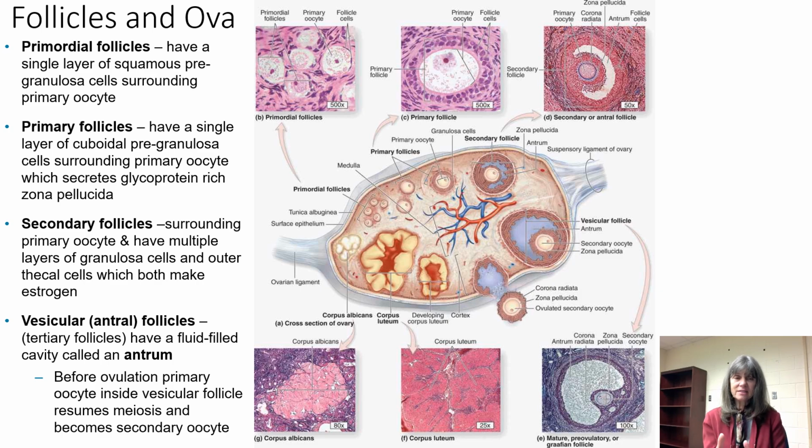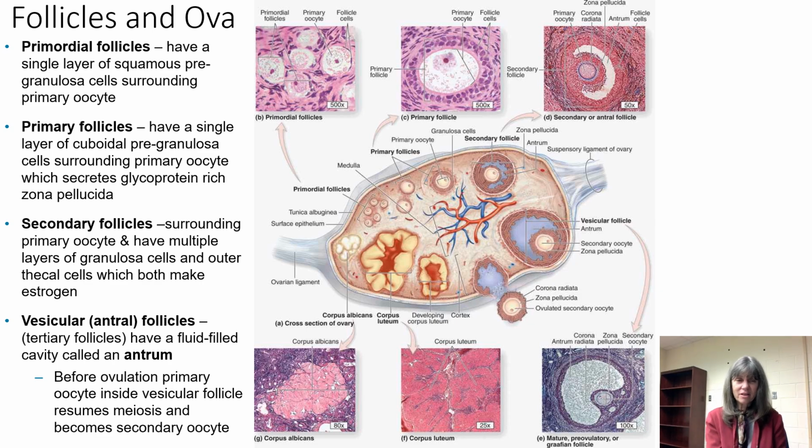From there, the primary follicles will begin to develop into secondary follicles, which are characterized by multiple layers of granulosa cells and an outer layer of thecal cells, which are both capable of producing estrogen. It's also at this time where groups of cells will start to surround the primary oocyte and its zona pellucida, forming a radiating crown called the corona radiata.